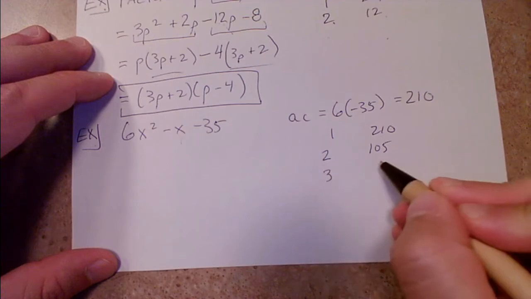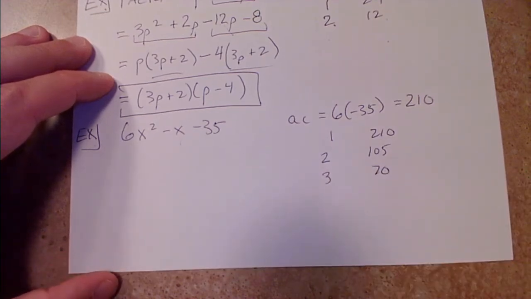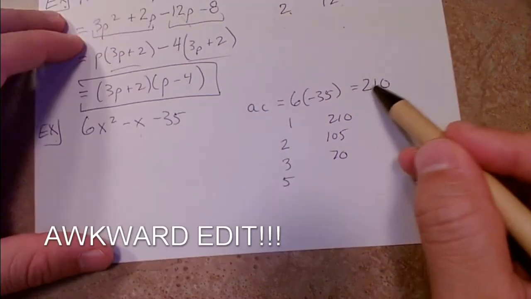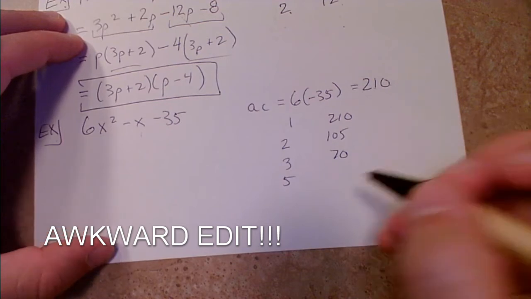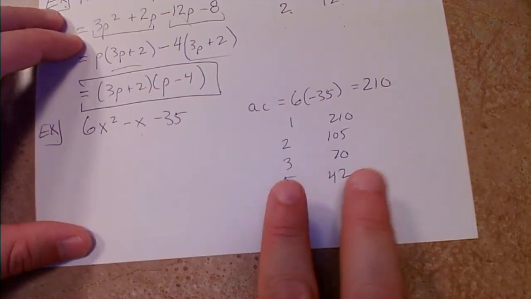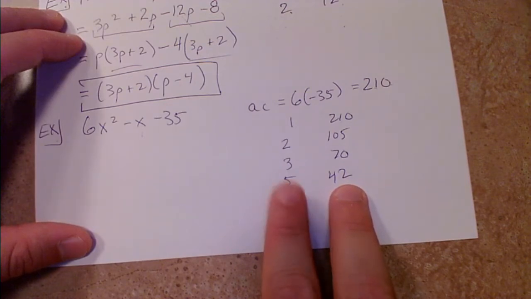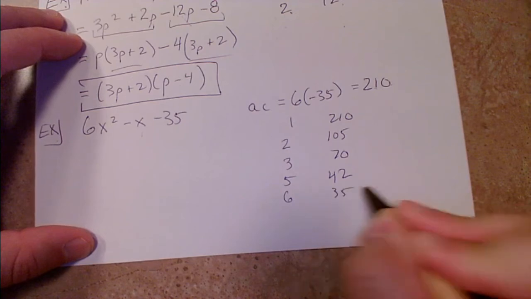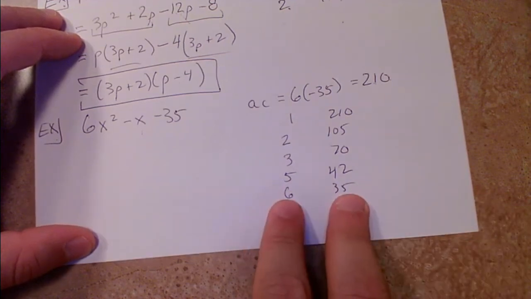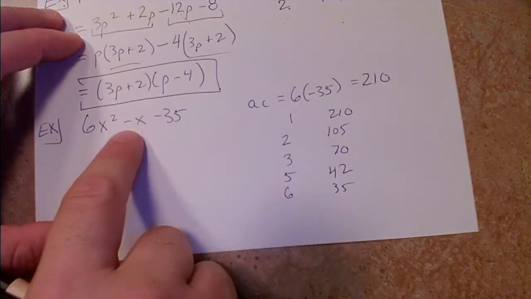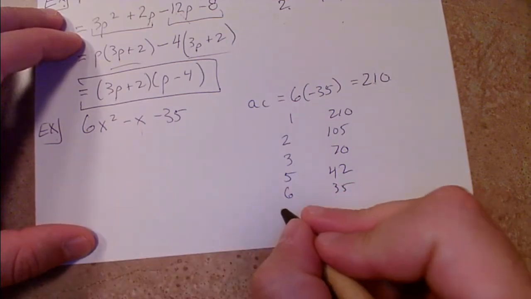But let's just keep trucking. 3 and 70, 73 or 67, those ain't going to work, all right? 4 does not go into 210. Is 210 divided by 5 an integer? And it is. It's 42. But it's not the correct integer because that's either going to give you a 47 or a 37. So that's not good. 6 and 35. Nope. 41 or 29. But you can see that these adding and subtracting bits are getting closer and closer to negative 1. So we're on the right track.